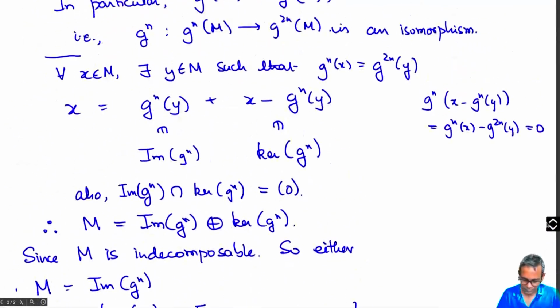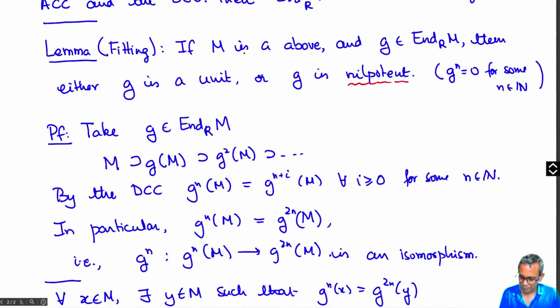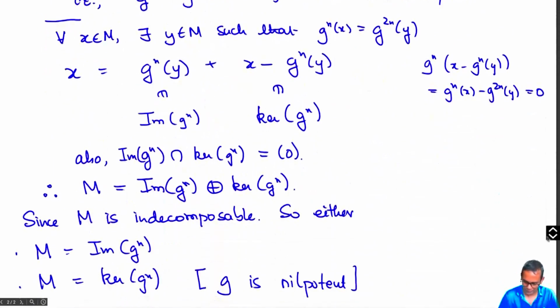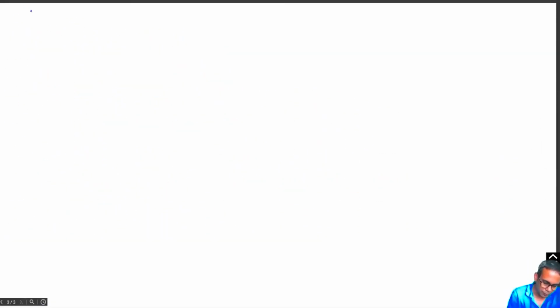Okay, so we've completed the proof of Fitting's lemma: if g is an endomorphism of M, then either it is a unit, i.e. it's an isomorphism, or it is nilpotent. That lemma was the most technical part of the proof of the main theorem, and now we can proceed with the proof of the theorem.